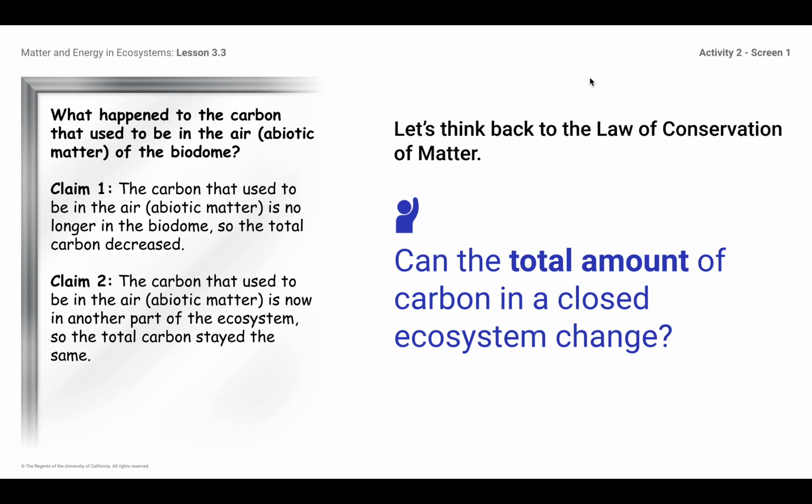So if we're looking at what happened to the carbon that used to be in the air, claim number 1 says the carbon that used to be in the air is no longer in the biodome, so the total carbon decreased. That makes no sense to us whatsoever, because first of all, it's a closed system. Second of all, they don't just disappear. If we look at claim number 2, that's the one that makes the most sense. The carbon that used to be in the air is now in another part of the ecosystem. It's moved from one part to the other part. So the total carbon has stayed the same. It's just relocated.